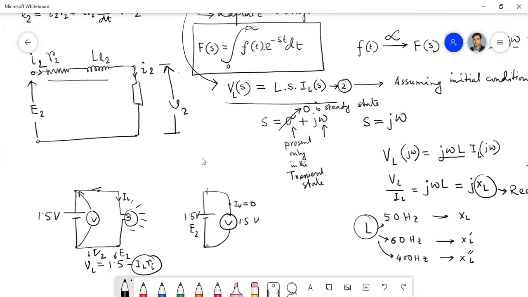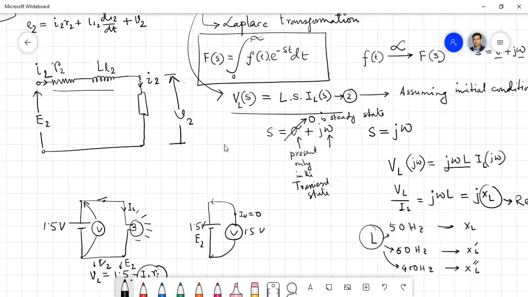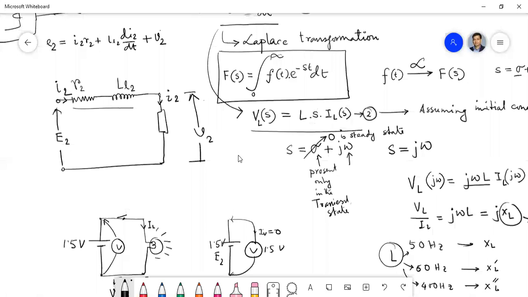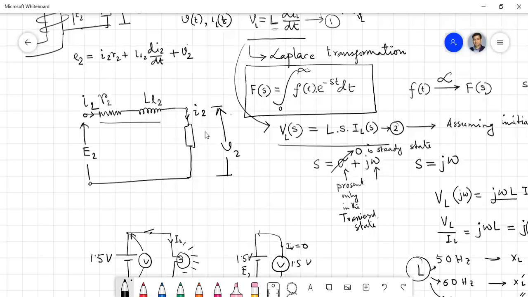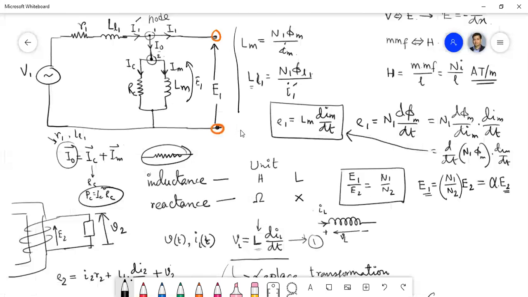Now, is it clear? Yes, sir, it's clear. I think you have understood this term. Now here you see this I1. What is this I1? How is this I1 formed? To balance the MMF which was caused in the secondary.